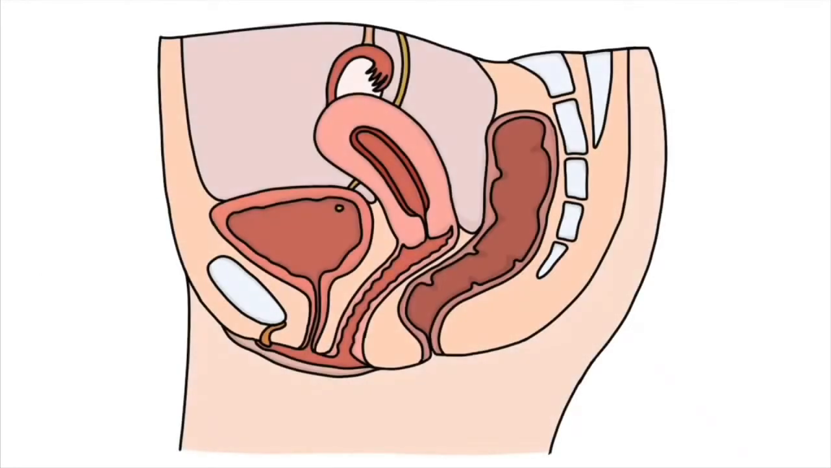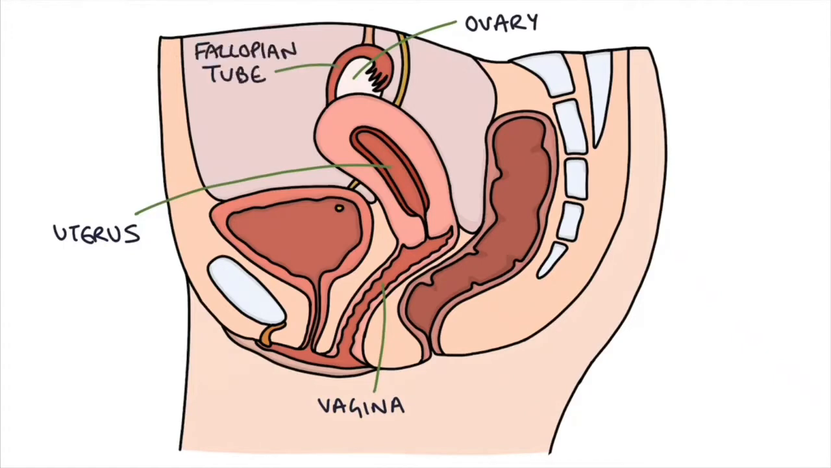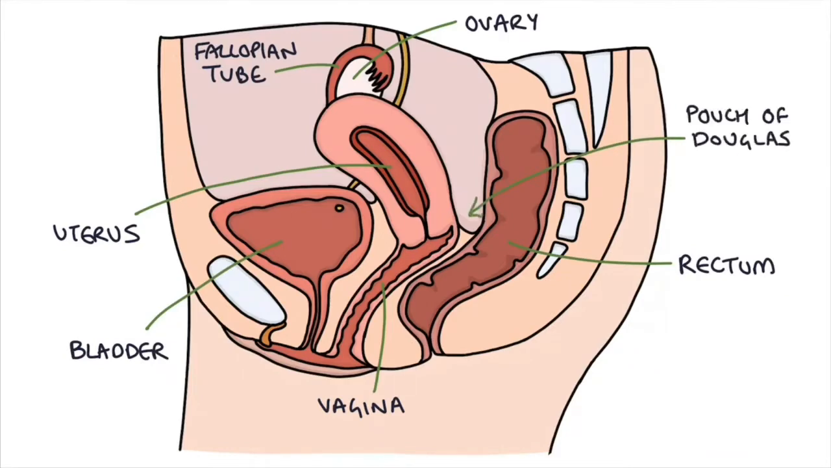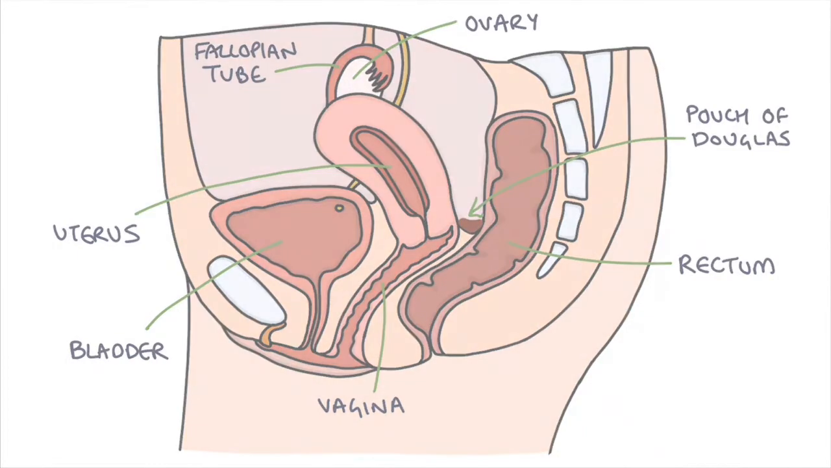Now look at this other diagram, which is the side-on view of the pelvis. You can see the uterus and the vagina, and then up here you can see one of the ovaries and the fallopian tubes, and you can see how they relate to other structures such as the bladder and the rectum back here. This little space between the uterus and the rectum is called the pouch of Douglas, and it's worth knowing about that because that's quite a common place for endometrial tissue to settle.